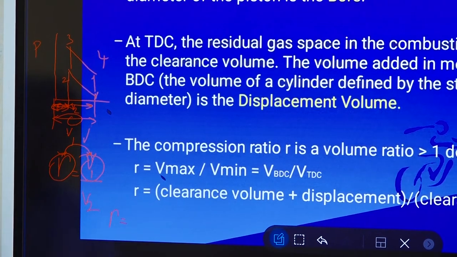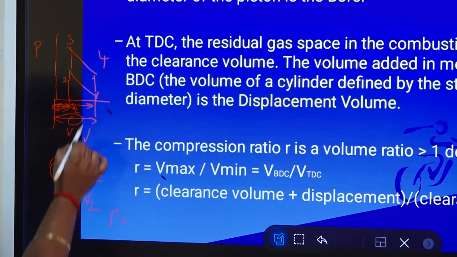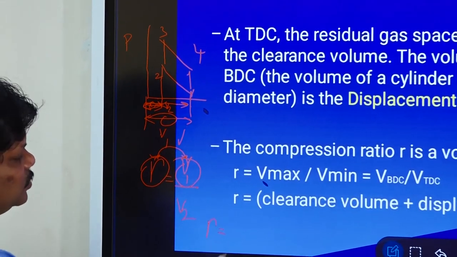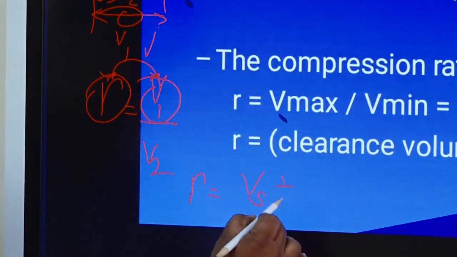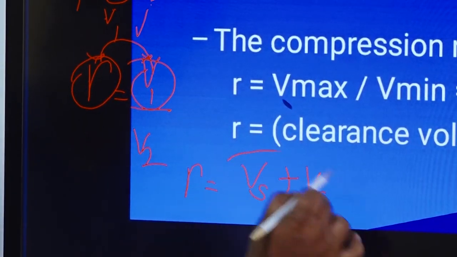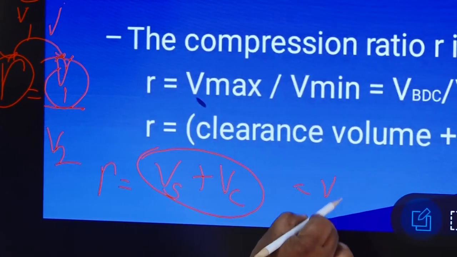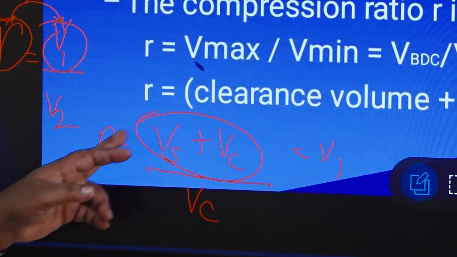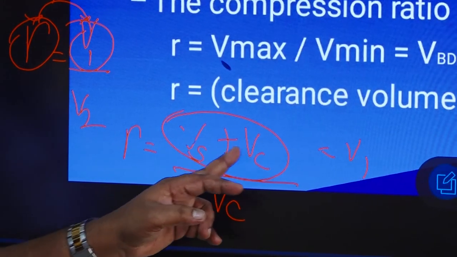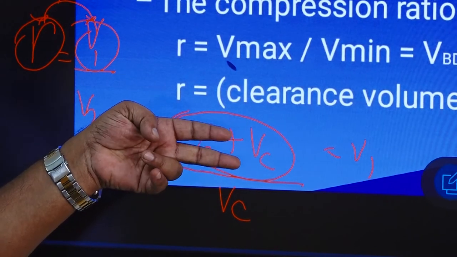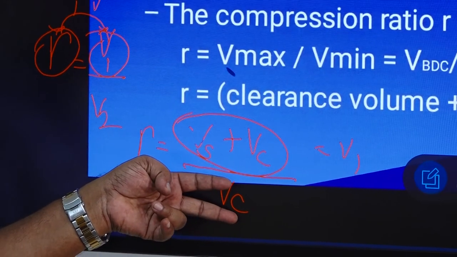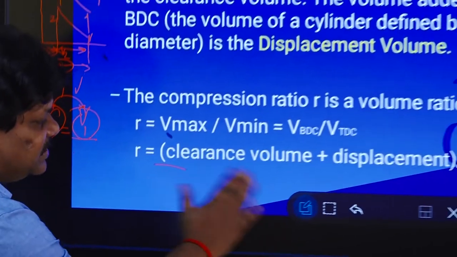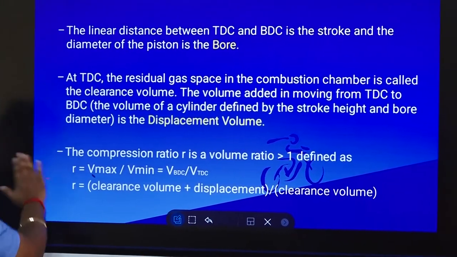V1 minus V2 is nothing but the stroke volume, and Vc is the clearance volume. The sum of the stroke volume and the clearance volume gives V1, so r is equal to (Vs plus Vc) divided by Vc. The ratio between the total cylinder volume and the clearance volume is the compression ratio. All these concepts should be known to you, and we can see the problems on this.